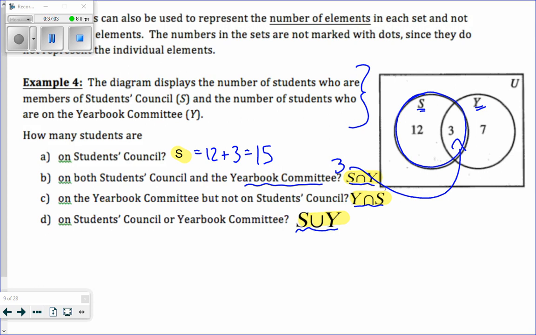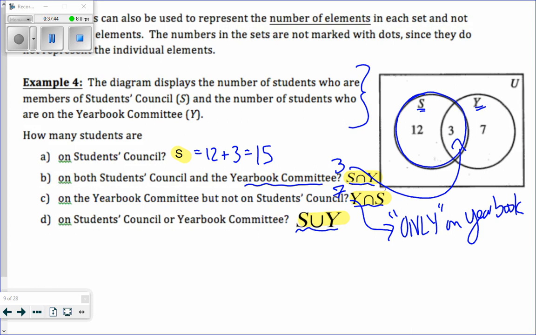I wouldn't say how many students are intersecting student council and yearbook. I would never say that. I'd say how many kids are on both. On yearbook, but not on student council. So they're in the yearbook circle, but they're not in the student council circle. 7. Now, another way to say this is only on yearbook. The diploma is notorious for using the word only. So only on yearbook means not student council.